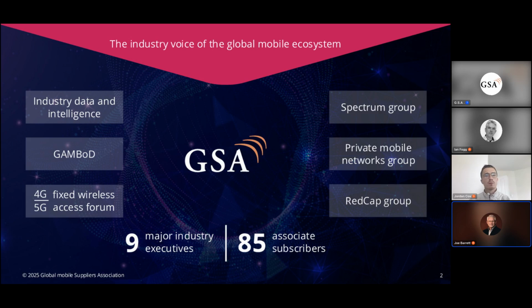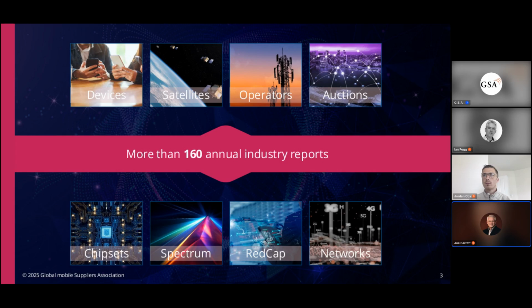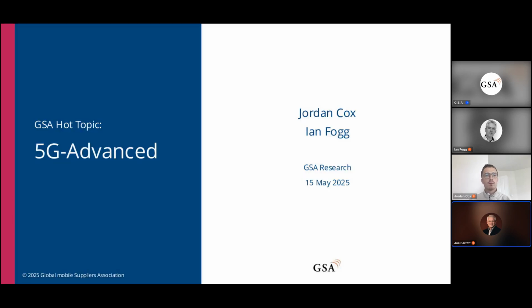And we have a number of working groups, including the Fixed Wireless Access Forum, which has now over 55 participating companies, a private mobile networks group, and a new RedCap group, which we're just kicking off and working on what that group will look to deliver. Again, we have more than 160 annual reports that are available. Many of them are free as a summary, and then also access for member reports that give far more detail on what's happening in the industry. So with that, I'll pass over to Jordan, who's heading this area of the GSA research.